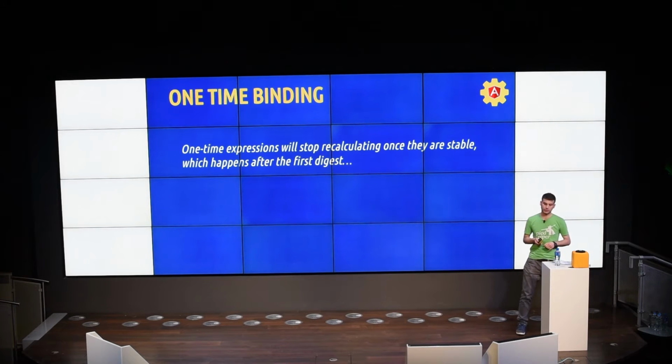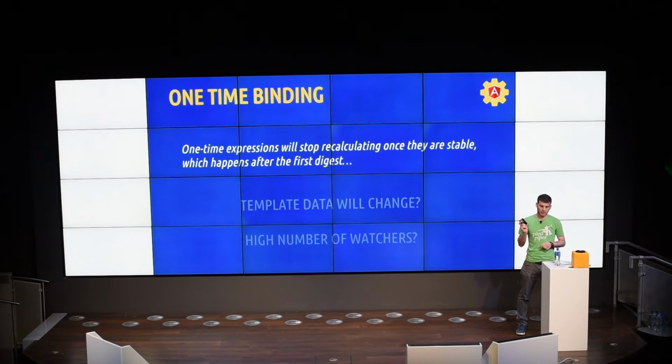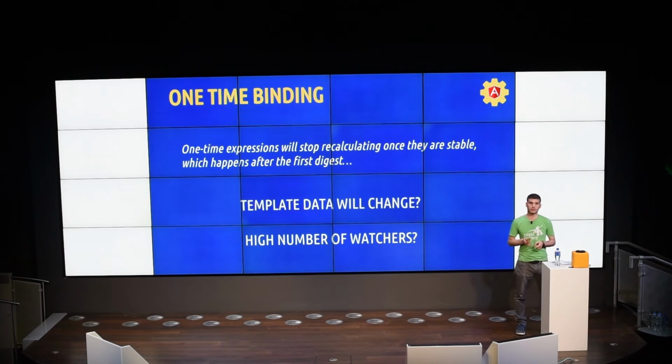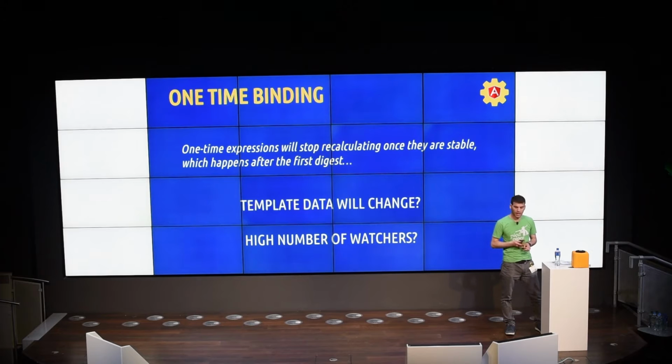So when should you use one-time binding? Ask yourself these two questions. Will the template data change? Do I really need a watcher in there? Or do I have a crazy amount of watchers on my page? How can I get it lower? One-time binding. This is especially crucial for mobile devices, where if you have a huge amount of watchers on your page, the time for Angular to finish a digest will be really, really high as well. I want to show you how one-time binding made the difference for us.